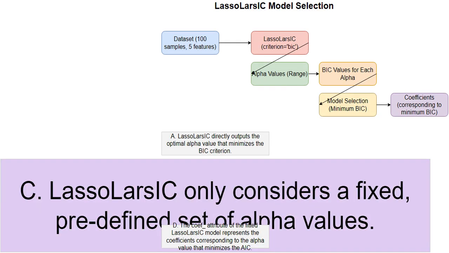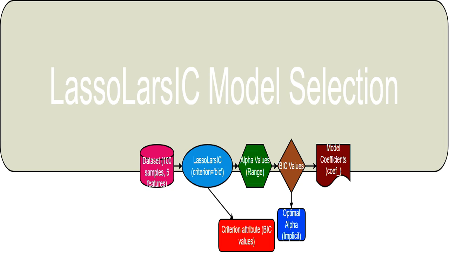This is incorrect. LassoLarsIC doesn't use a fixed set of alphas. Instead, it uses a path algorithm. It explores a range of alpha values to find the sweet spot for minimizing the selected information criterion, either AIC or BIC. I'm using LassoLarsIC, a scikit-learn tool, to pick the best model for a linear regression problem. It uses a clever algorithm called least angle regression, LARS, to find the ideal balance between accuracy and simplicity.